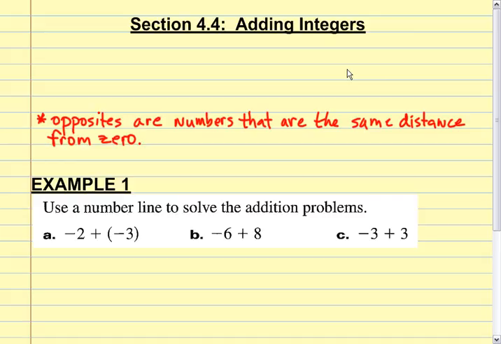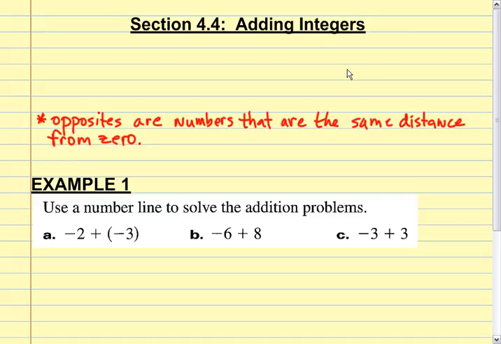Now, something that we do need to know, and I know I've said this 100 times now, but opposites are numbers that are the same distance from 0. Okay? So what's the opposite of -4, David? 4. Right, because they're the same distance from 0. What is their distance from 0? How far are each of those from 0? 4. They're both 4 from 0.